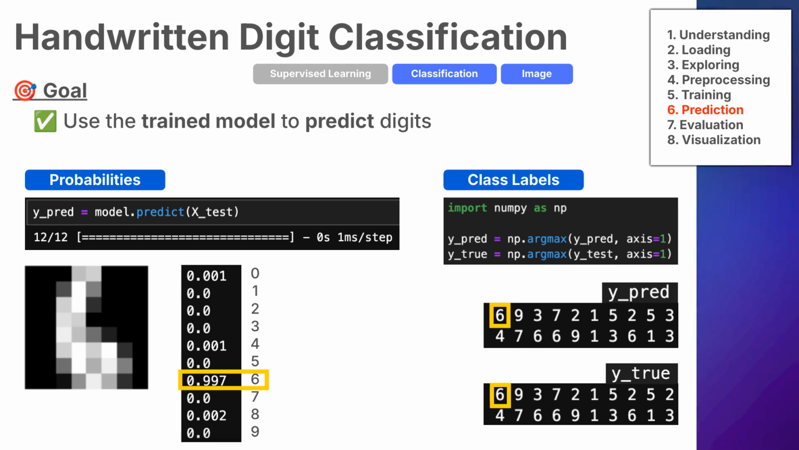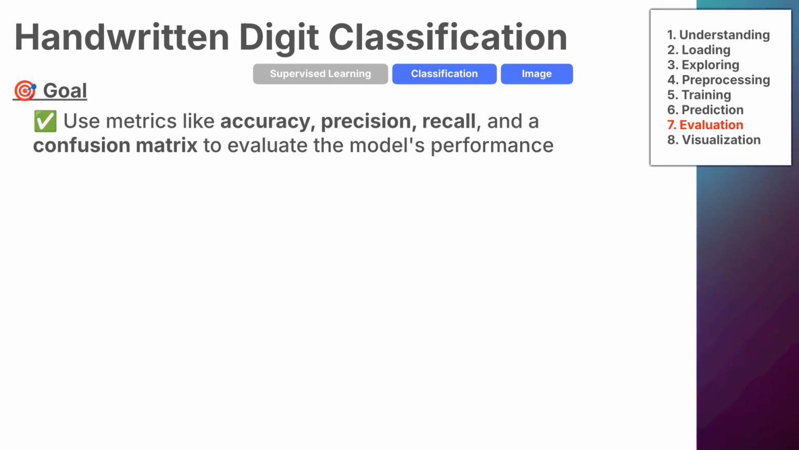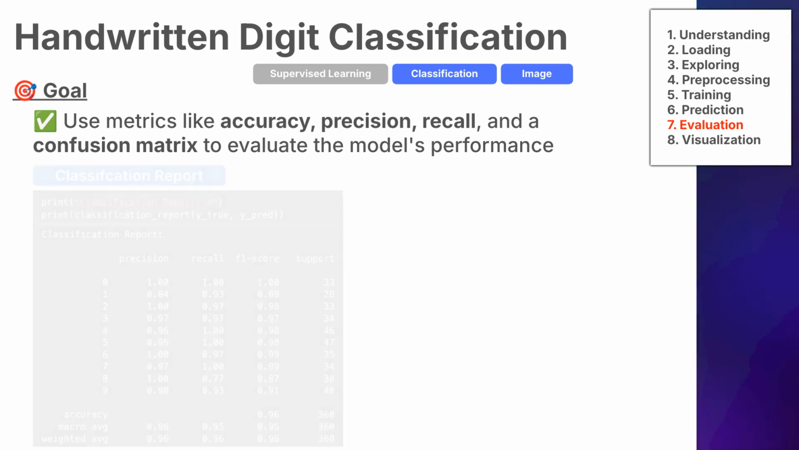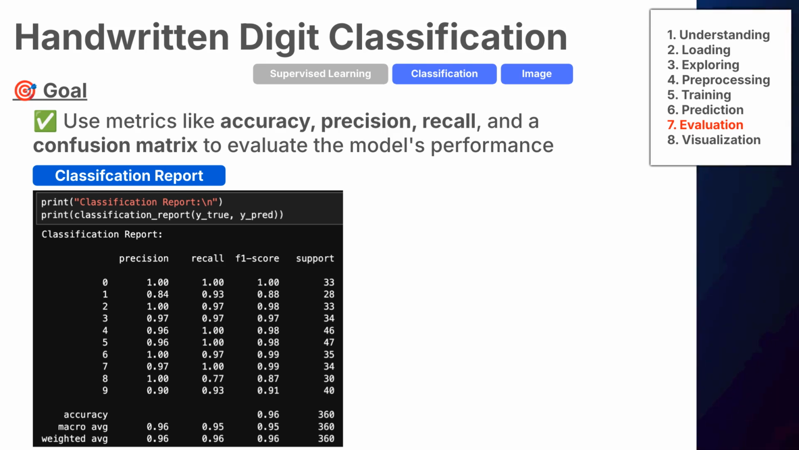Next, let's evaluate the model. 7. Evaluation. The goal is to evaluate how well the CNN classifies digits, 0 to 9. Okay, let's create a classification report that shows detailed metrics. It includes accuracy, precision, recall, and F1 score.